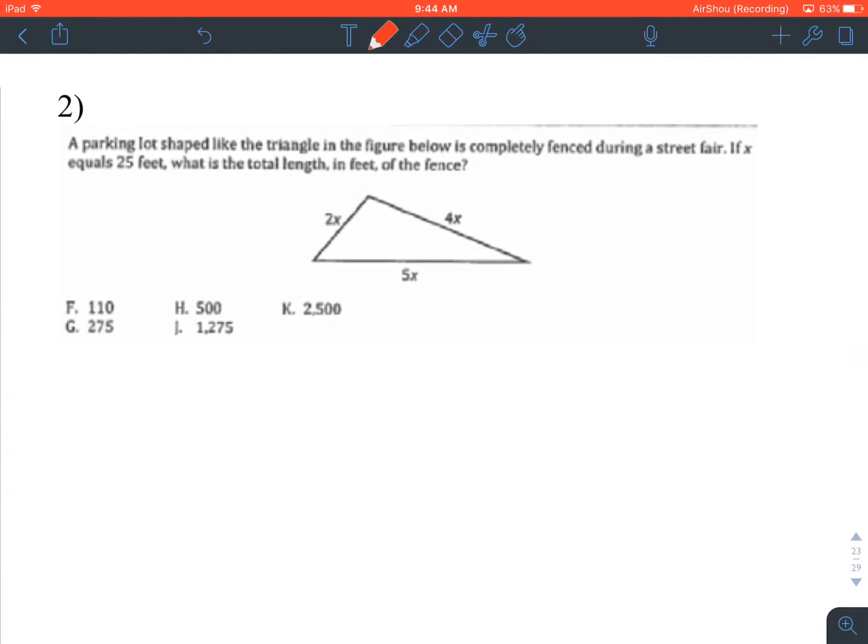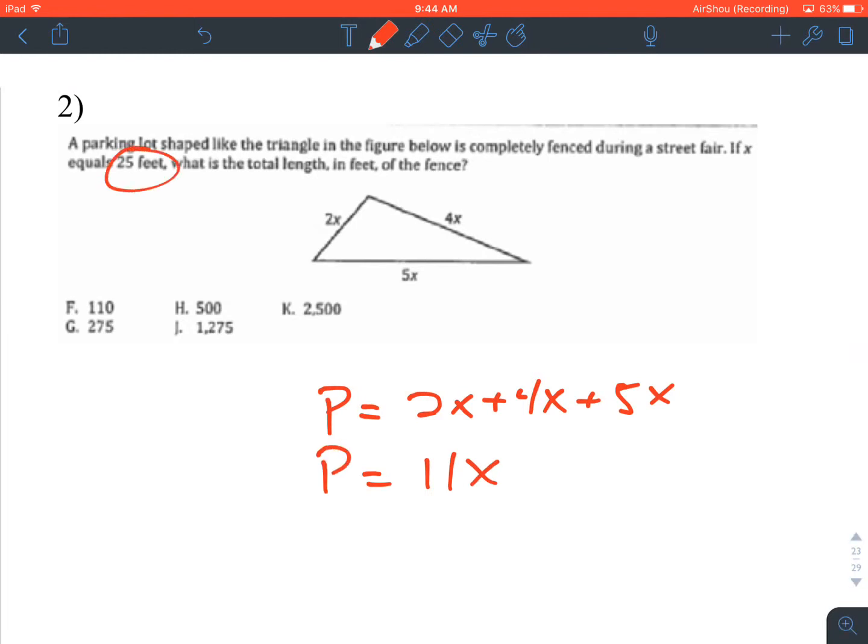Another example. A parking lot shaped like the triangle in the figure below is completely fenced in during a street fair. If x equals 25 feet, what is the total length in feet of the fence? So it's asking for perimeter. The perimeter is 2x plus 4x plus 5x, which is 11x. And then you're told that x is 25. So that means that the perimeter is going to be 275 feet. Boom.